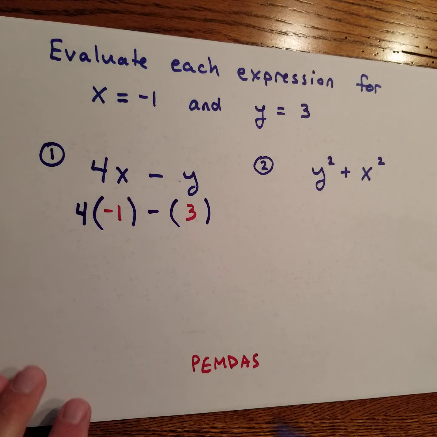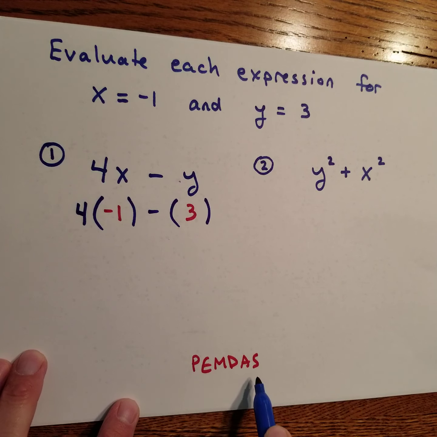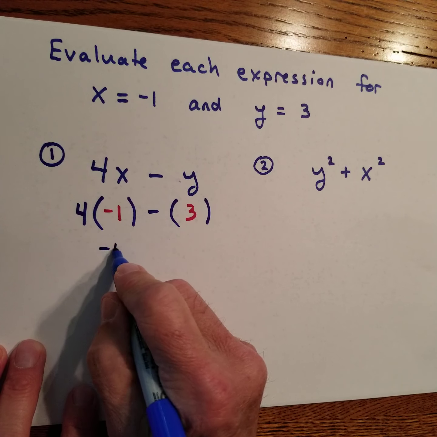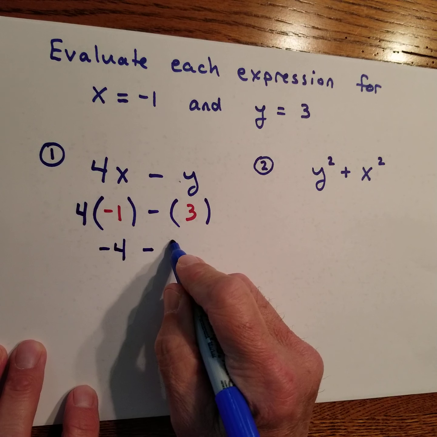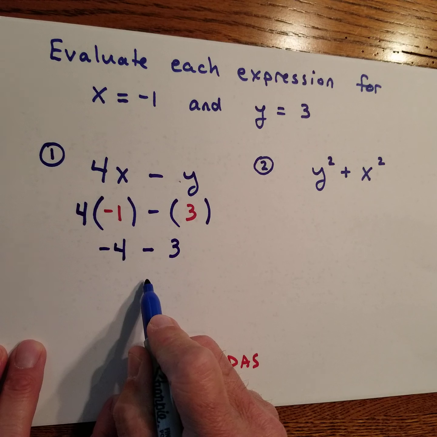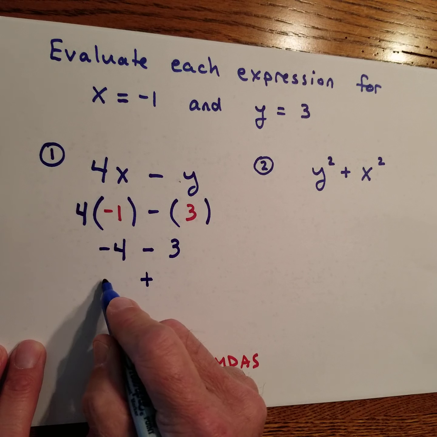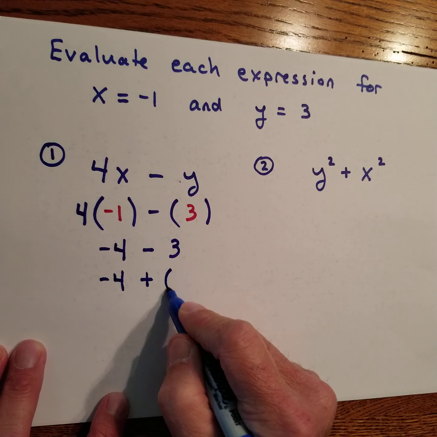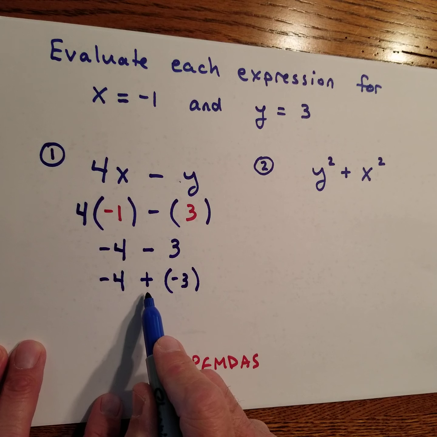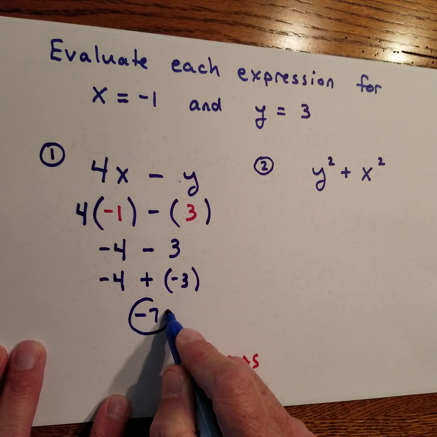What I see to do is to multiply and subtract. I know multiplication comes before subtraction. So 4 times -1 is -4, subtract 3. You can either go to the final answer right now, or we can change subtraction. Change subtraction to addition of the first number and the opposite of the second number. Now when I add -4 and -3, I get -7.